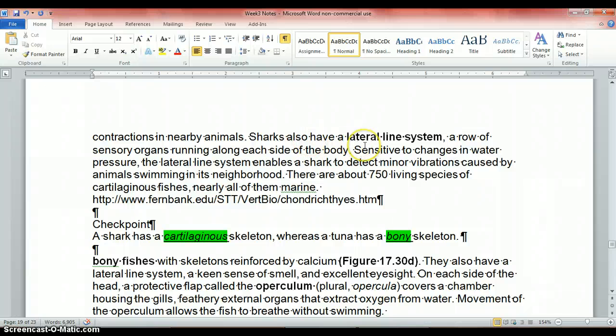Sharks also have a lateral line system. This is a row of sensory organs running along each side of the body. It's sensitive to changes in water pressure. The lateral line enables the shark to detect minor vibrations caused by animals swimming in its neighborhood. There are about 750 species. So now we have a cartilaginous or a cartilage skeleton.